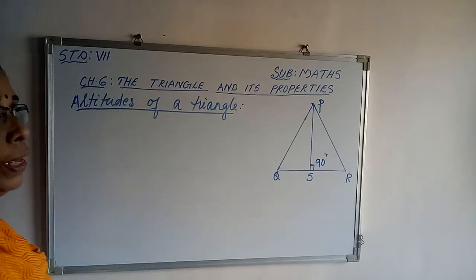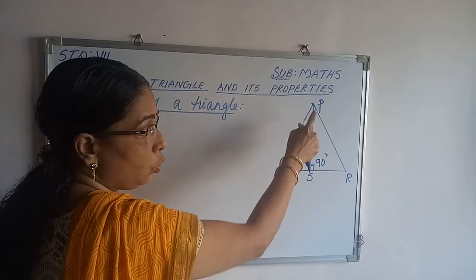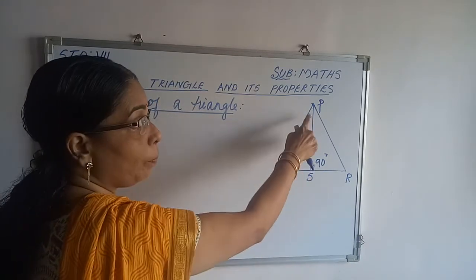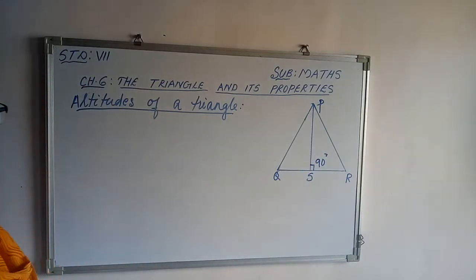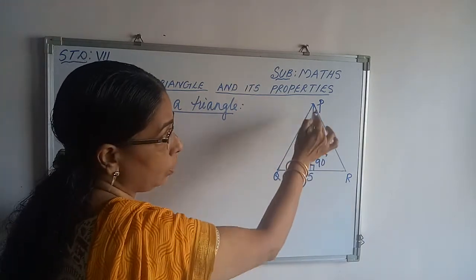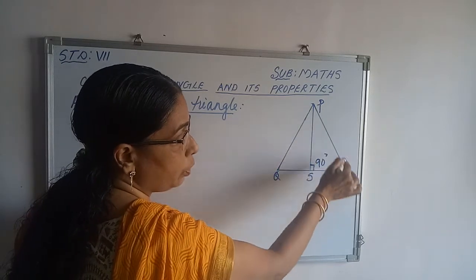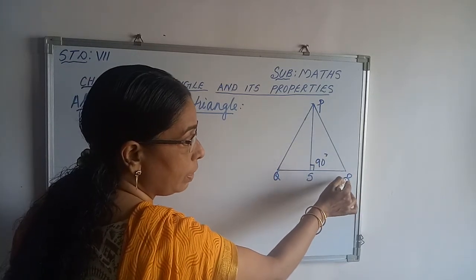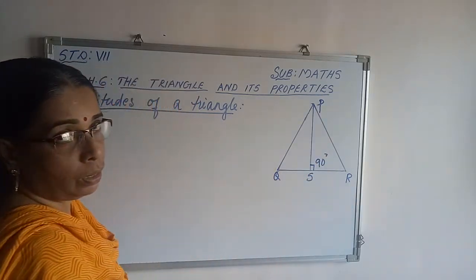So what is an altitude? A line segment which is drawn from one vertex of a triangle to the opposite side, which is perpendicular to the opposite side, is called the altitude of the triangle. And same way as I told in the median, we can draw three altitudes. Here from P to QR. So that is one altitude. Then from the vertex Q, we can draw one altitude to PR. Then from the vertex R, another altitude can be drawn to the side PQ.